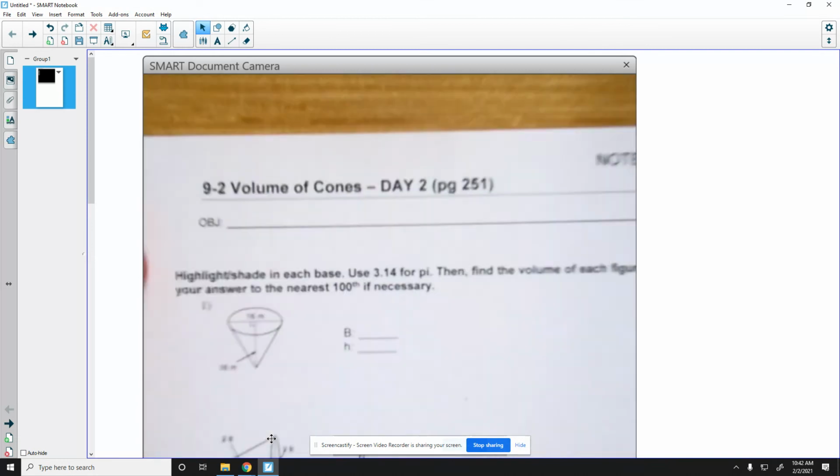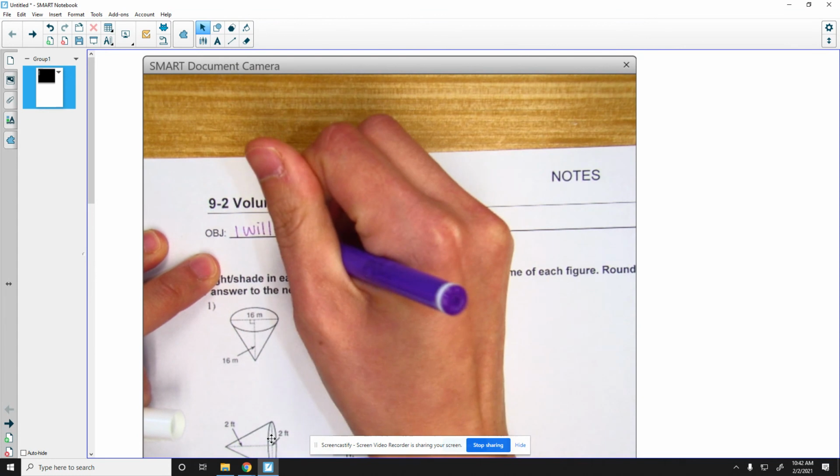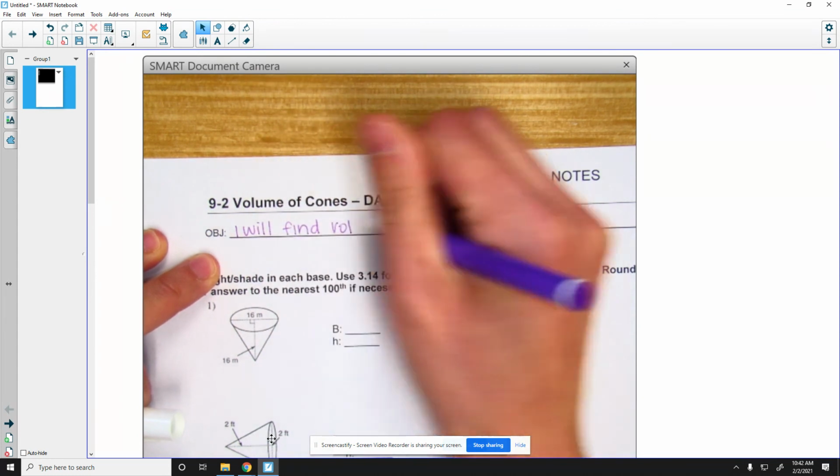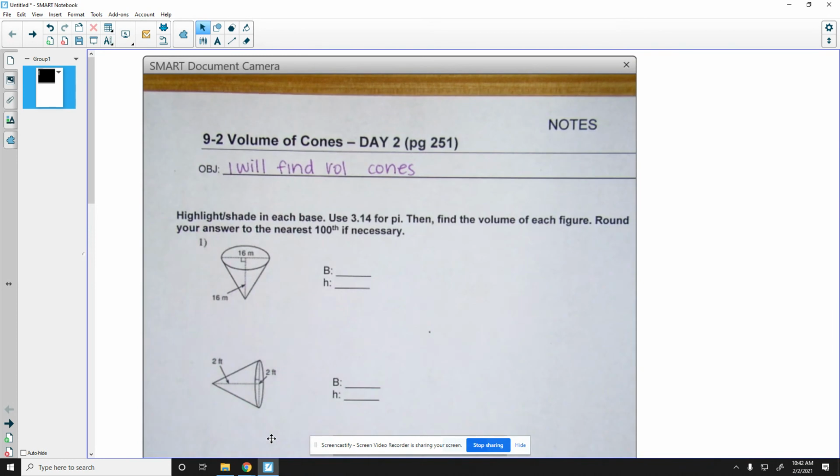What are we doing today? I will find volumes of cones. So if you're finding the volume of a cone, you probably need to know what the cone formula is. So let me take out my handy dandy star chart.